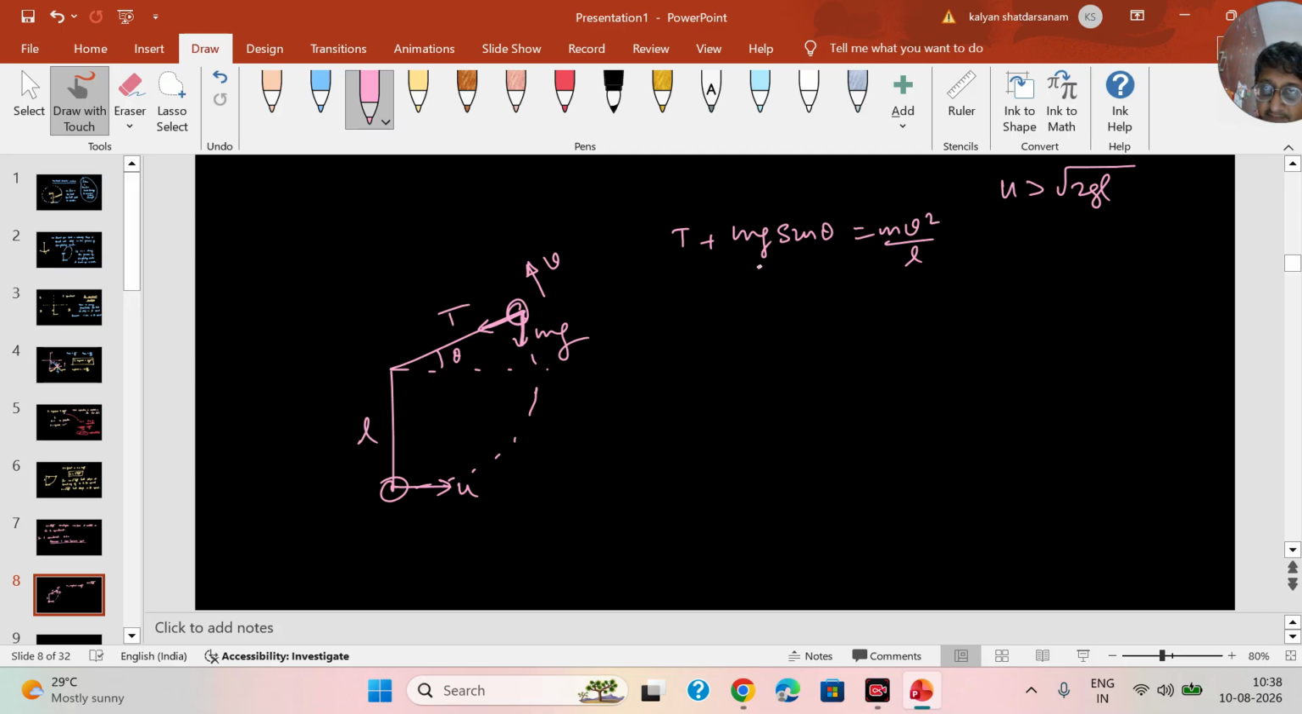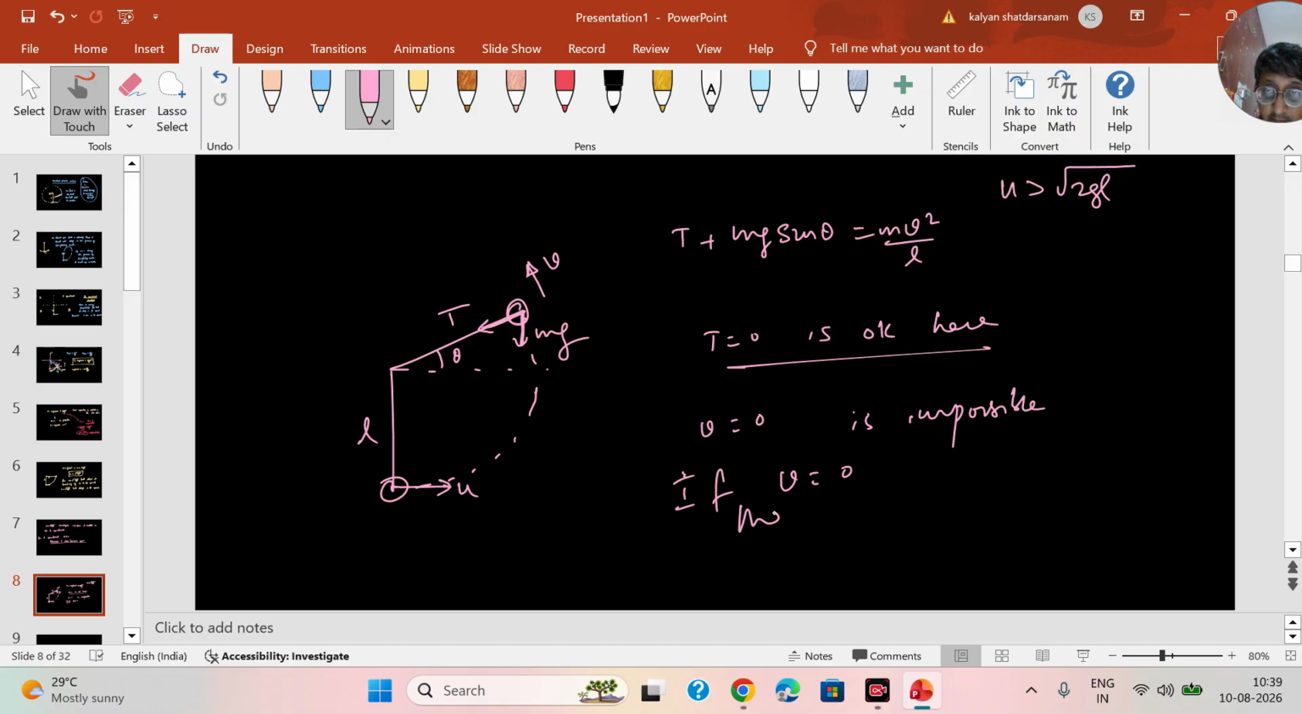Now you see this equation, T equal to 0 is okay here. You will have some moment where T is 0 and v square is positive. However, V equal to 0 is impossible. Why is it impossible? Let us see. If V equals 0, then T is minus mg sine theta, negative. T cannot be negative in a string. A string can only have a positive tension. A string can only pull an object. It cannot push an object.